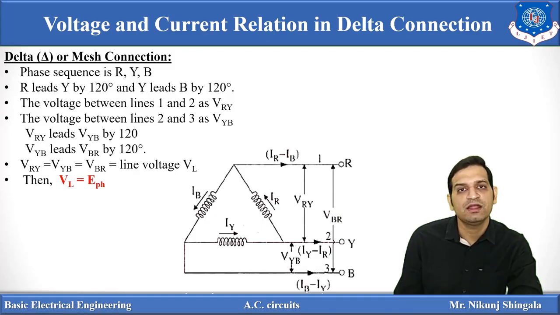In the case of a star connected system, line current is equal to phase current, that we have seen in the previous video lecture. Here, line voltage is equal to phase voltage. That can be easily seen from the circuit diagram if we apply KVL for VRY. So VRY will be equal to ER, and VRY is the line voltage and ER is the phase voltage. So we can say line voltage is equal to phase voltage for a delta connected system.